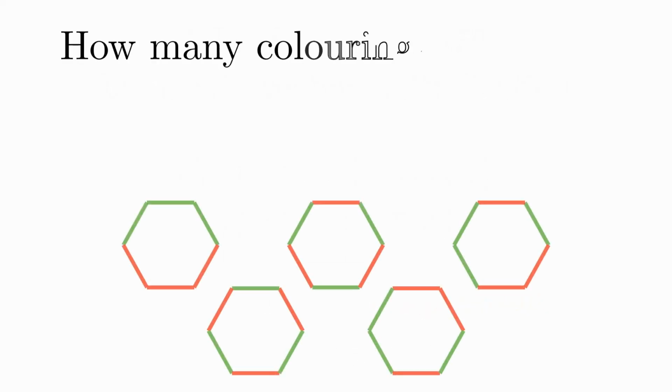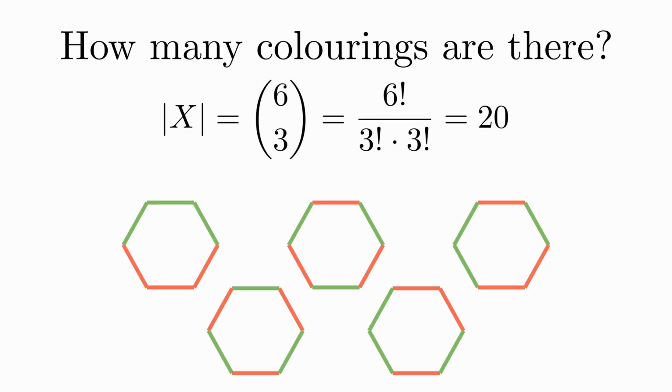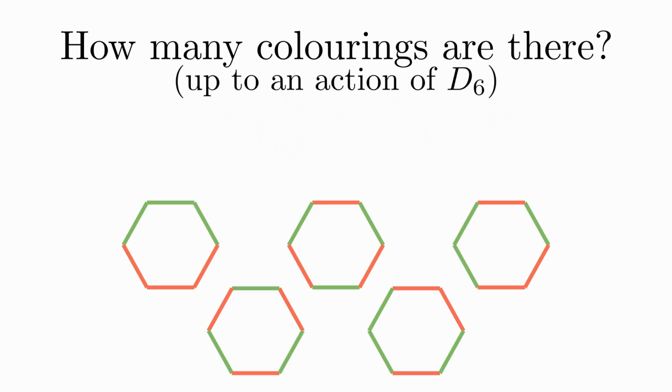Let's get back to our colorings. We might want to know how many colorings there are. Using basic combinatorics, we get that there are in total 20 colorings. However, some colorings are very similar. For example, these two colorings only differ by a rotation, and these two only by a reflection. So we might be interested in the question of how many colorings there are, up to an action of D6.